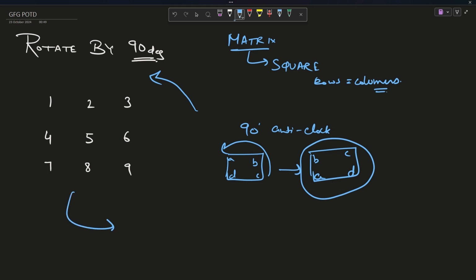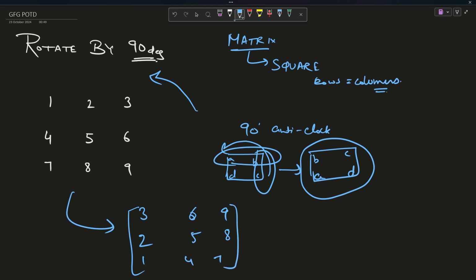So after applying the operation, what will happen? My answer will look something like 3, 6, 9. That is, this side comes at top. Then 3, 6, 9. After that, what will happen? So 2, 5, 8, and after that 1, 4, 7. You can see that this is actually a 90-degree rotation of the values, right?